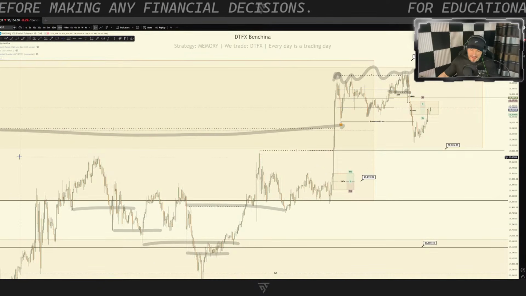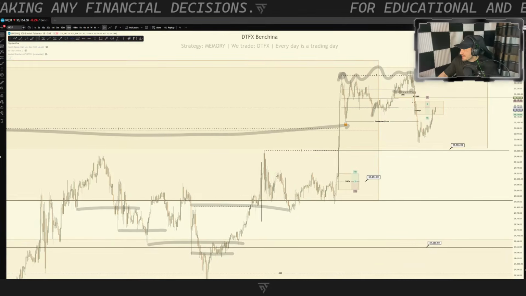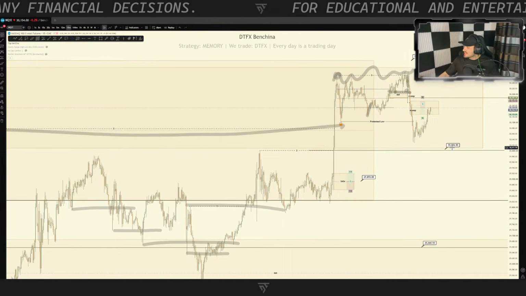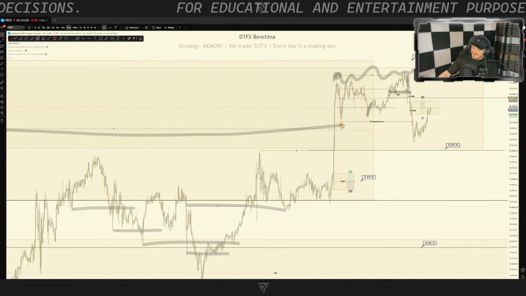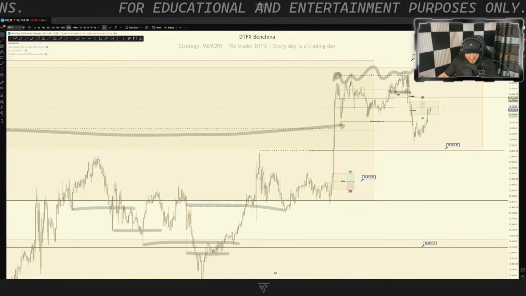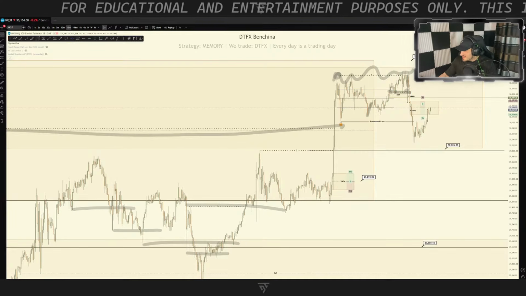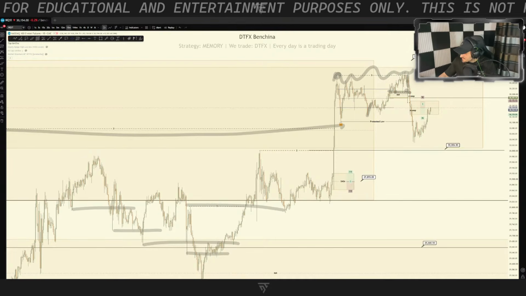Okay, without further ado, this is the NQ chart. Now, why am I showing you guys the NQ chart? You might be wondering. From the last time we saw each other to now, there's been a couple of things that changed.